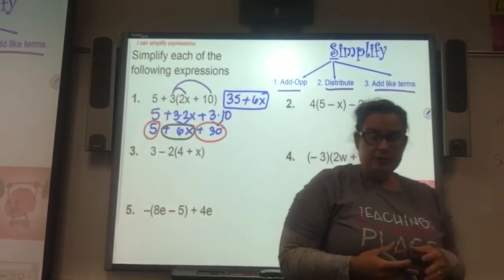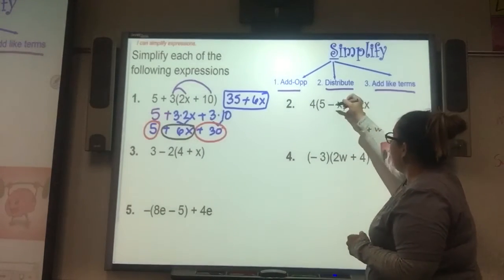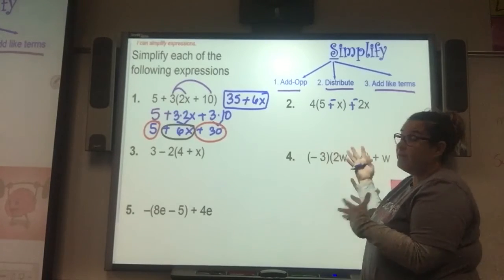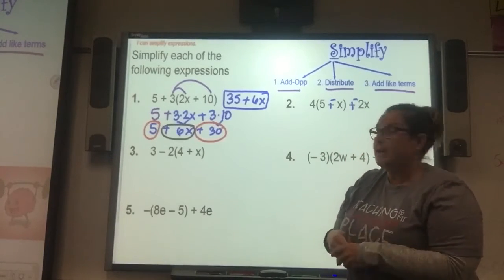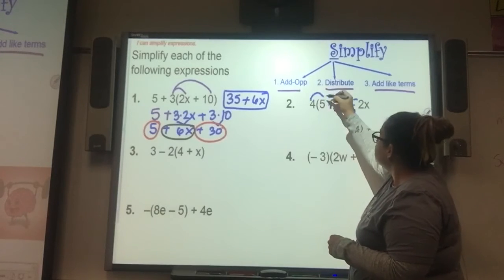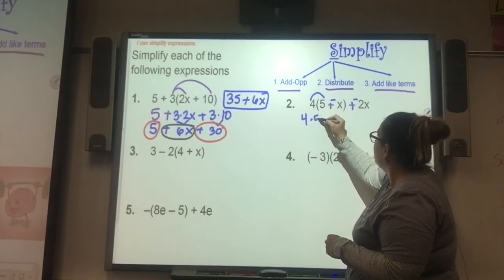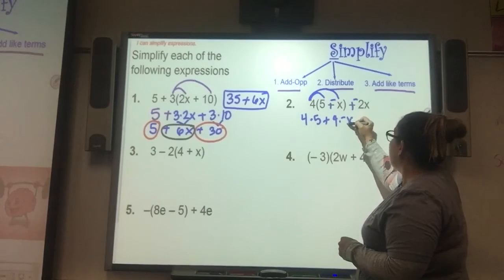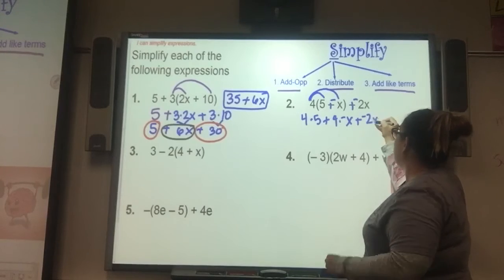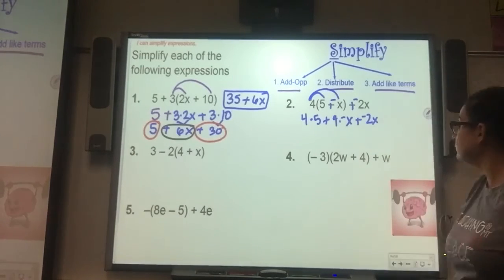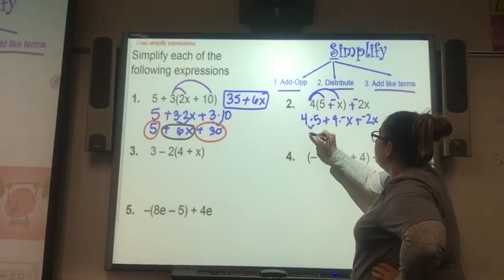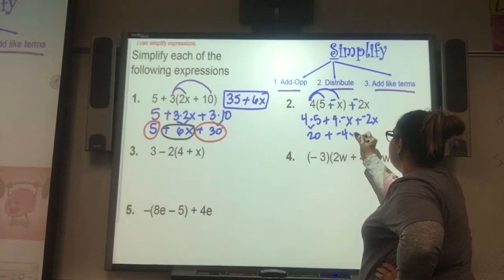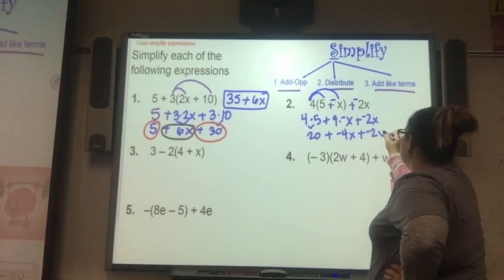Number 2, if you want to add up, that's great. You pick what works. I'll evaluate this one using add up. So 4 times 5 plus 4 times negative x plus negative 2x. 4 times 5 is 20, plus 4 times negative x is negative 4x plus negative 2x.